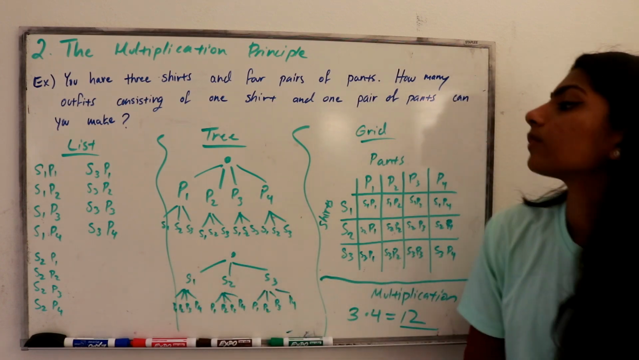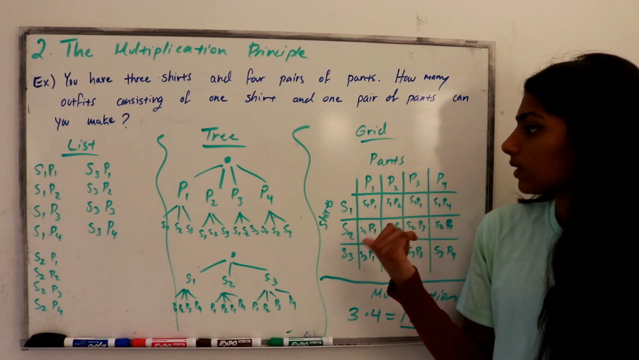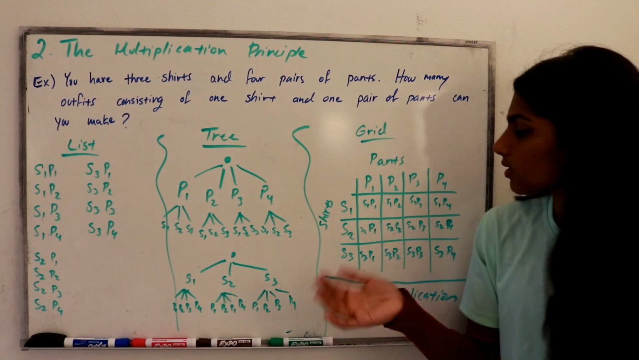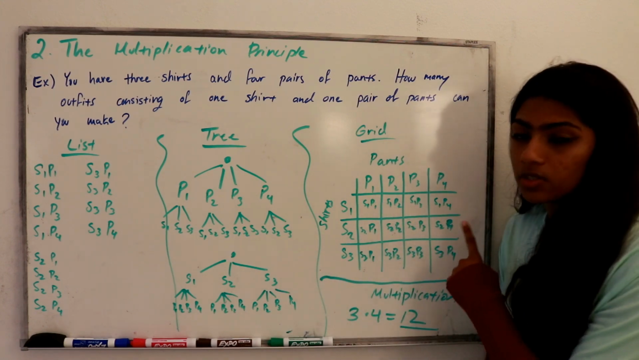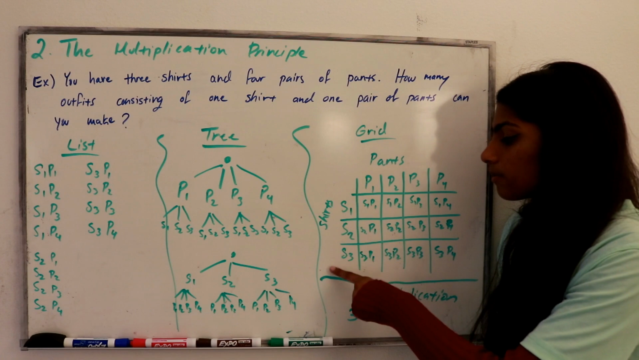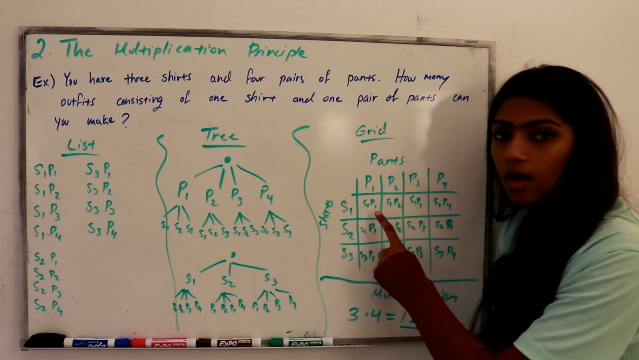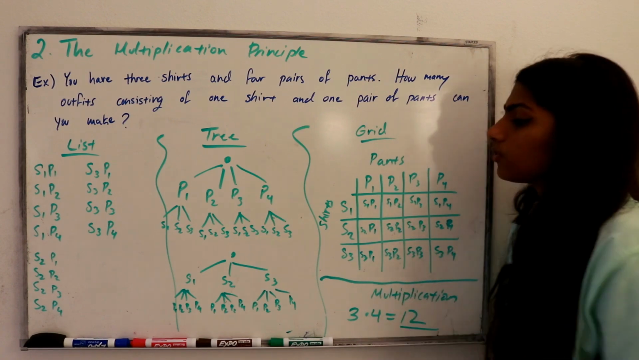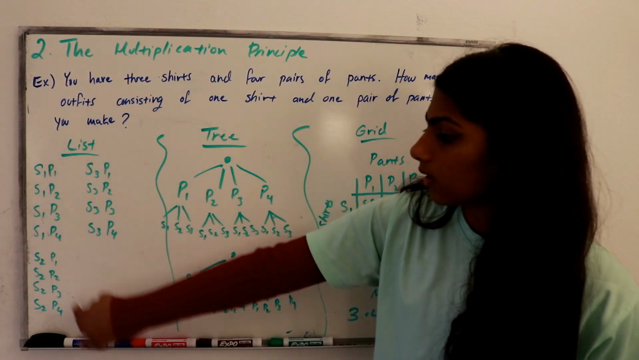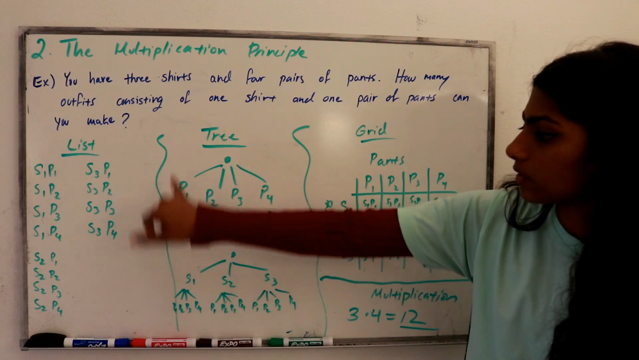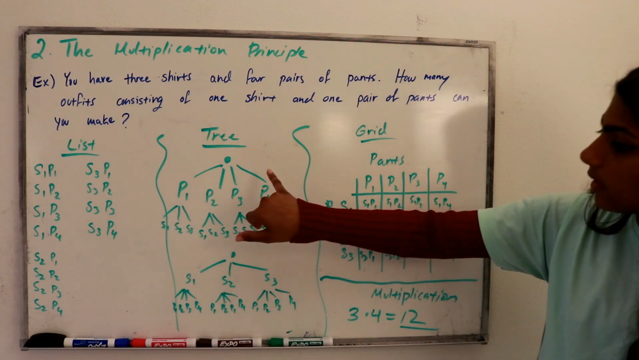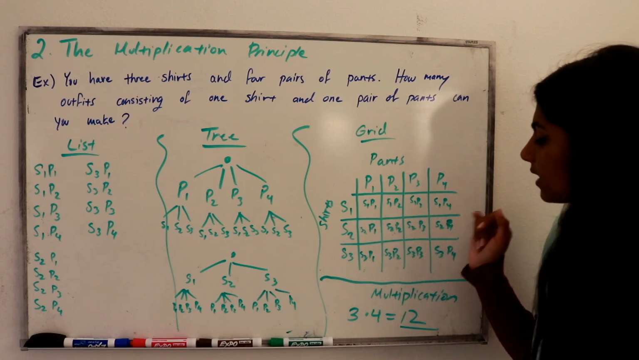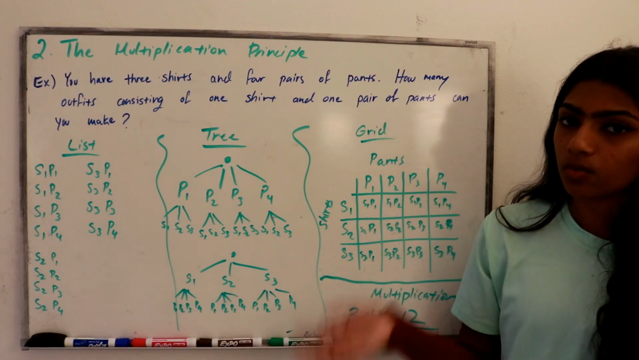Now another way you can look at this is with a grid. So you put pants on top and shirts on the side. You can even switch this. And so I put all the 4 options for the pants right here, and all the 3 options for the shirts right here. And you can see all the different combinations. Shirt 1, pant 1, shirt 1, pant 2, and so on. And so if you count the amount of combinations, here you got 12. Here, if you count 1, 2, 3, 4, 5, 6, 7, 8, 9, 10, 11, 12. You have 12. And then here, also 12. So there are 12 options.